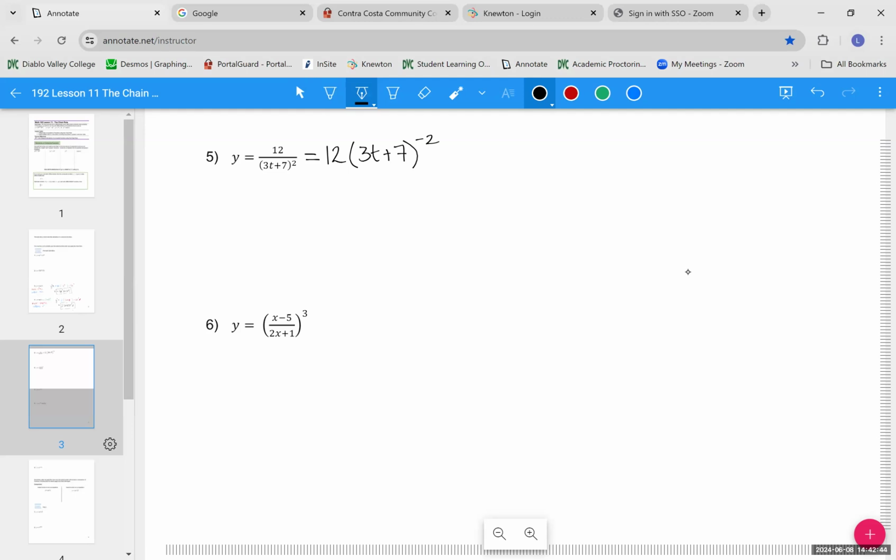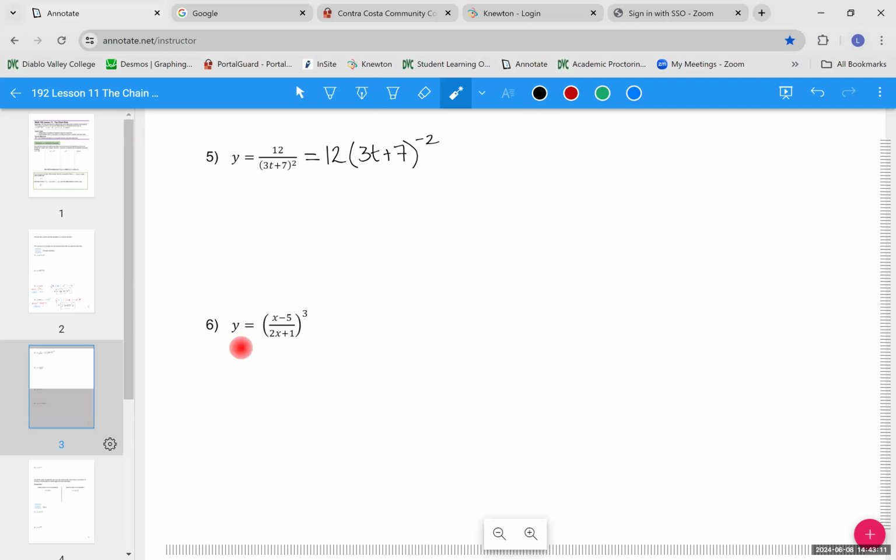If you've got that denominator as something squared, rewriting it as something to the -2 makes it easier for you to use the chain rule. It is true you could use the quotient rule on number 5, but I think it's going to be a lot easier to use the chain rule. I usually only use the quotient rule when I have to. And if I can rewrite this like this and then think about the chain rule, that's going to be a lot quicker and faster. So give this one a try.